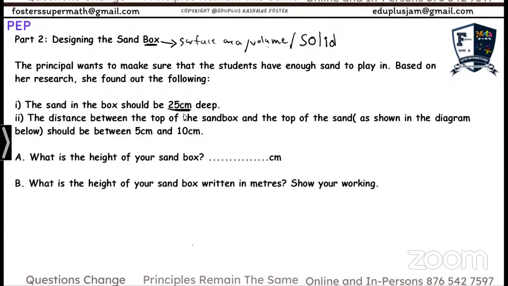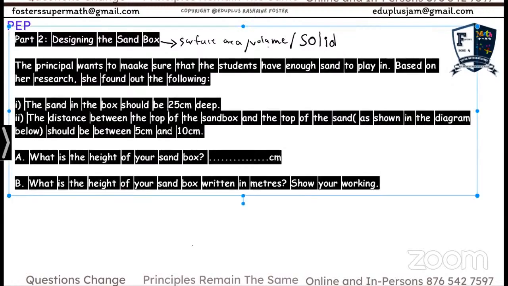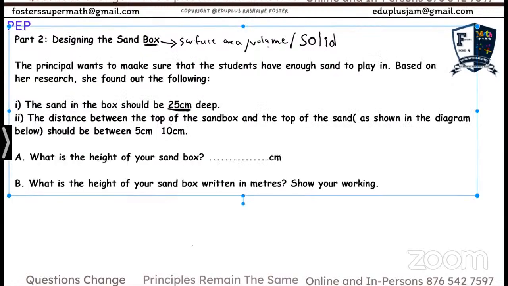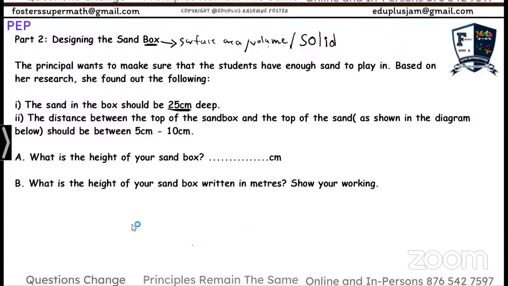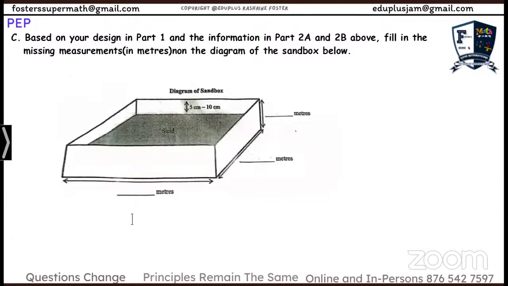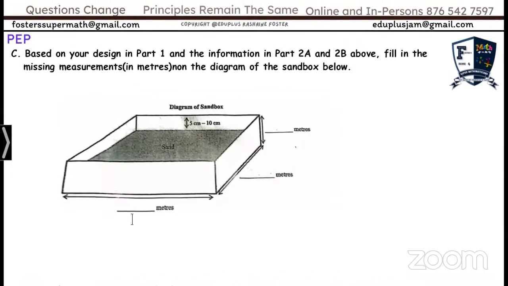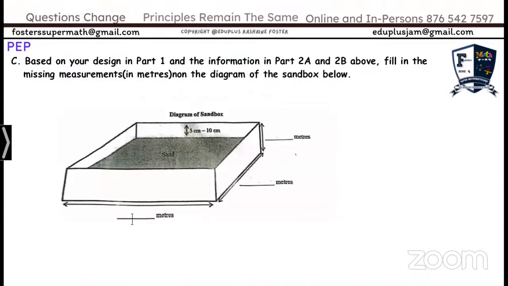Top of the sandbox and the top of the sand, as shown in the diagram below, should be 5 centimeters to 10 centimeters. The first thing they want us to figure out is: what is the height of your sandbox? What is the height of your sandbox written in meters? Show your working. And here is the diagram that they're talking about.